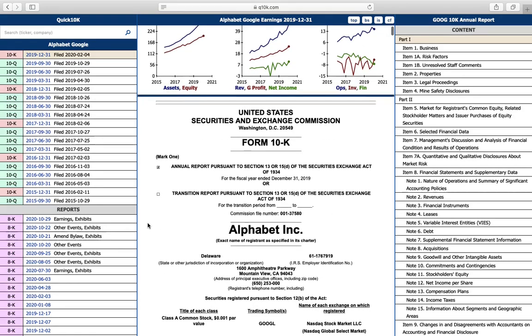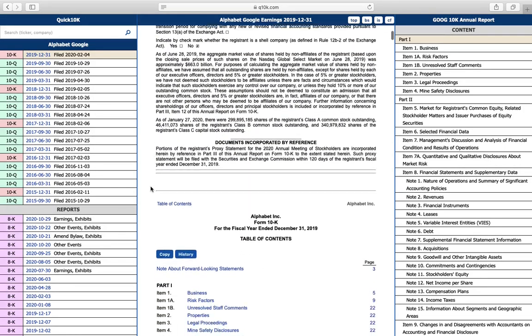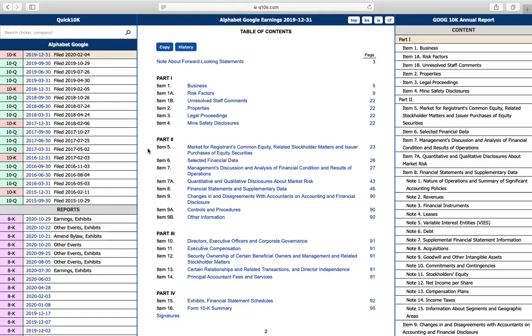And then going down to the 10K, the actual document of the Alphabet Corporation. Alphabet is the parent company of Google, and you can come down to the contents of the document, and it is very nicely organized here.